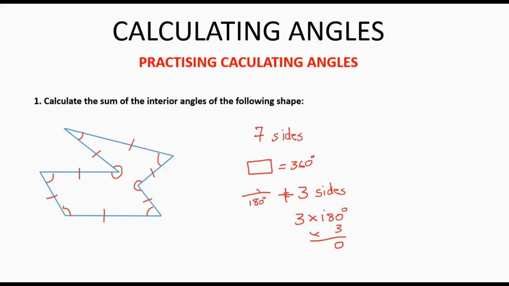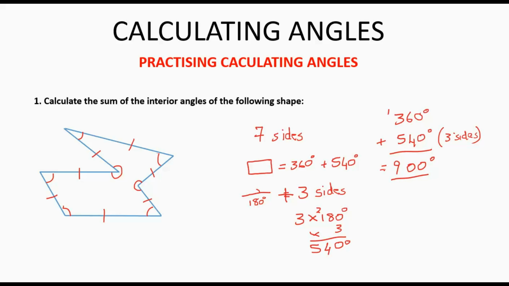0 3s are 0, 8 3s are 24, and 1 times 3 is 3, plus the 2 I've carried is 540 degrees. So of my 360 degrees that I have for 4 sides already, I am now adding another 540 degrees. So what will the interior angles of this shape add up to? The 360 degrees of a 4-sided quadrilateral plus the extra 540 degrees coming from my 3 sides that I've added, which should give me a total of, carry my 1, 900 degrees would be my answer for this one.